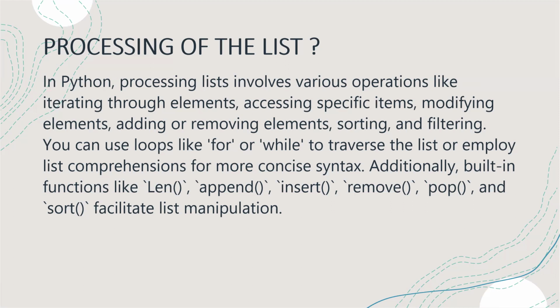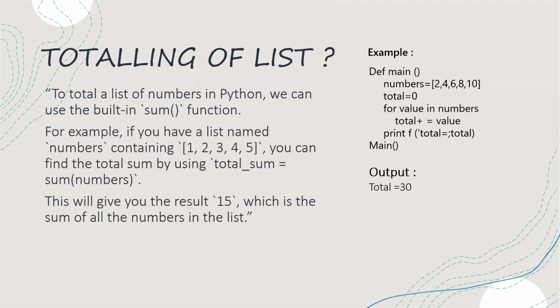Here we can say that a list is an ordered collection of items enclosed in square brackets. Here the elements will be in square brackets. It supports indexing, slicing, and various operations like appending, inserting, removing, sorting, etc.